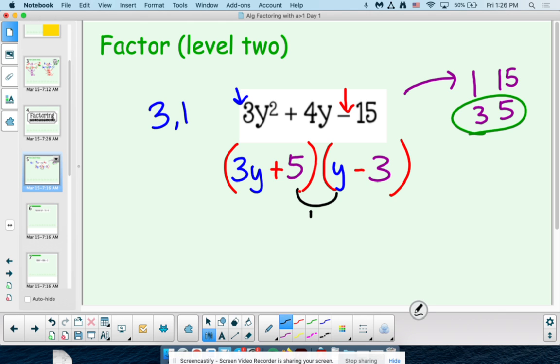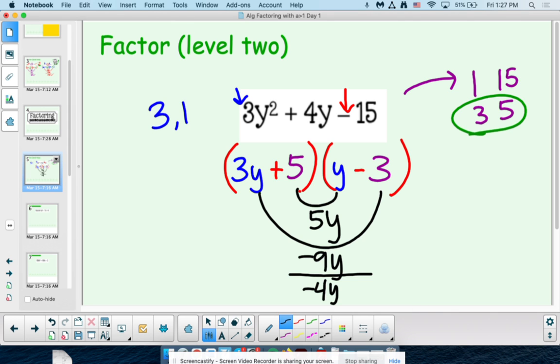So I'm going to get 5y here, or 3y times negative 3y is negative 9y. If I add those two together, I get negative 4y. But if I look, you guys, I wanted a positive 4y. So this one's a pretty easy fix. All we have to do on this one is switch out our signs. So I want this to be a negative 5 and a positive 3.